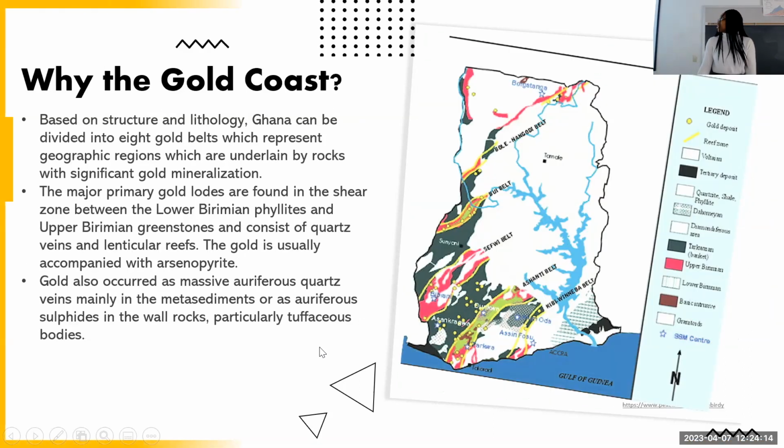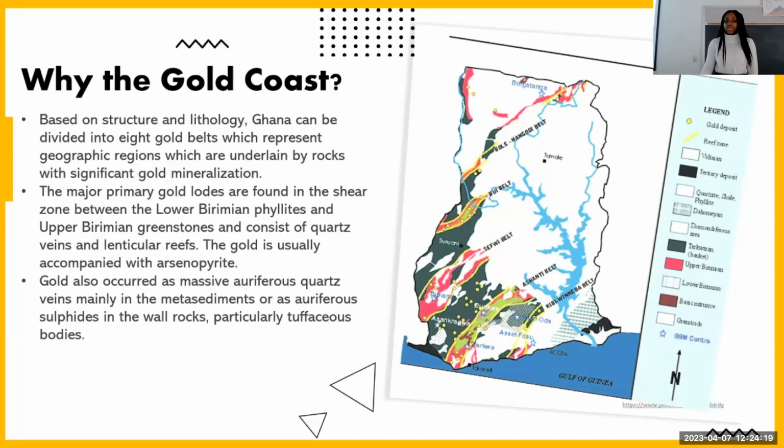So based on our structure and mineralogy, Ghana is divided into about 8 different gold belts, each represented by geographic regions underlain by rocks with significant gold mineralization. So they had to be above a certain percentage to make that cut. I'm not quite sure what the percentage is now, but back then I'm going to assume it was around maybe 40 or 50%. The major primary gold lodes are found in the shear zone between the lower Birimian phyllites and the upper Birimian greenstones, and they consist of quartz veins and lenticular reefs containing gold. That's what auriferous meant in the previous slide. It literally means gold containing.